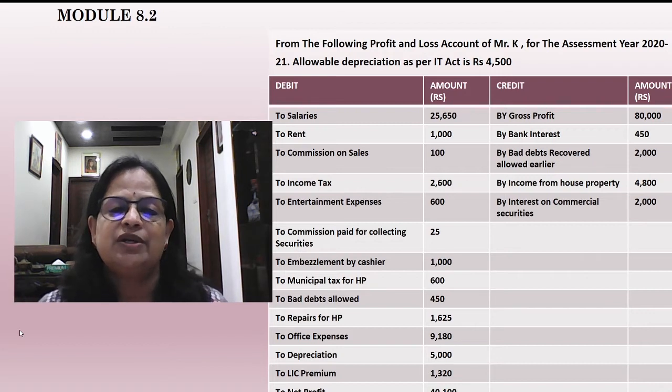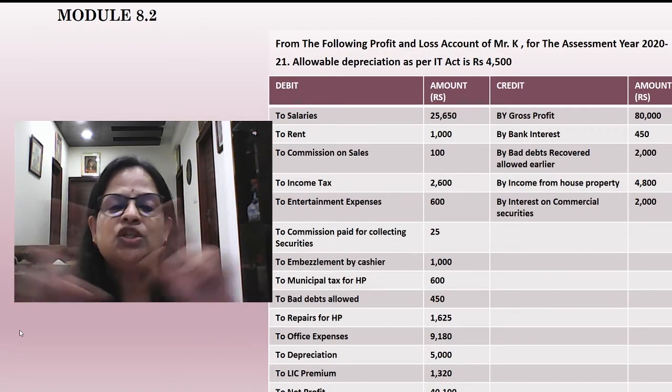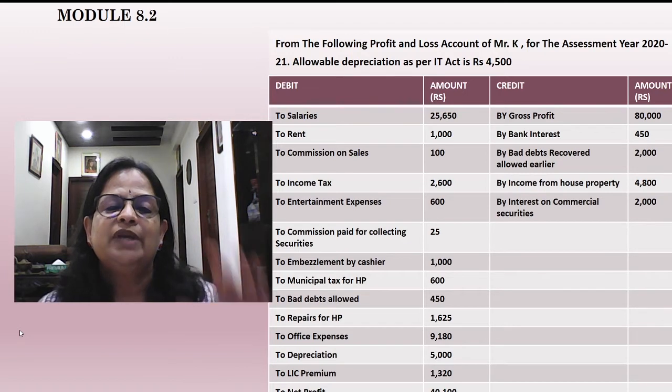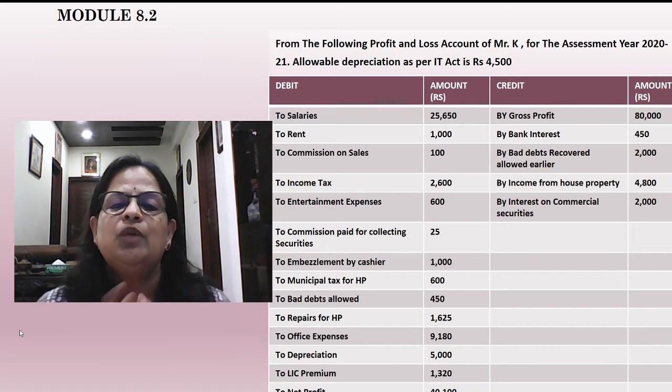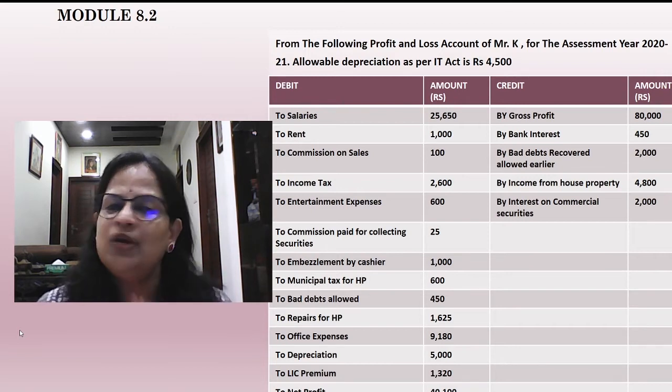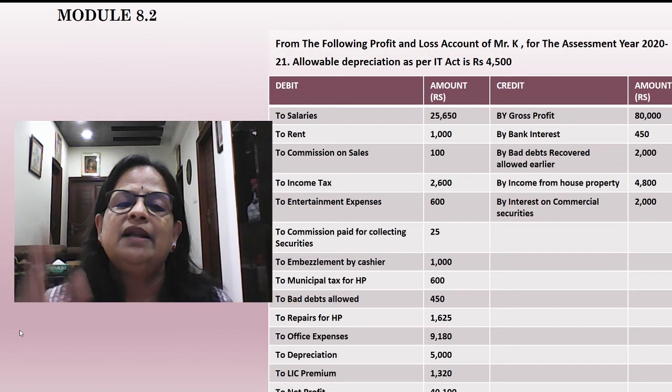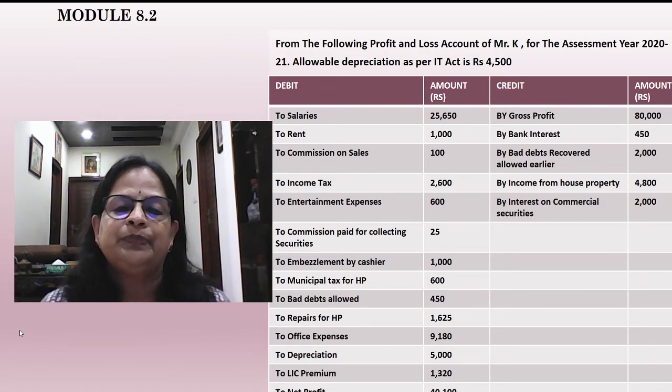Embezzlement by cashier: here you can allow that because it's lost from the organization. If the amount is lost from the house or residence of the owner or proprietor, or after depositing money in the bank, we cannot allow that. So here it is allowed. Municipal tax for house property is not allowed because it is related to house property; it should be treated under house property income. Bad debts allowed can be allowed.